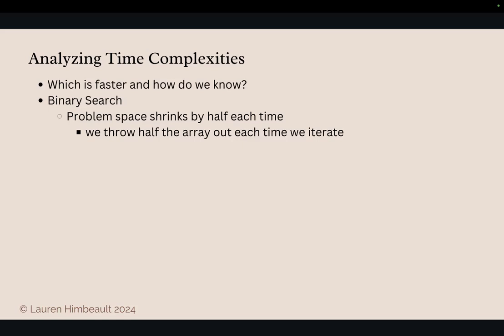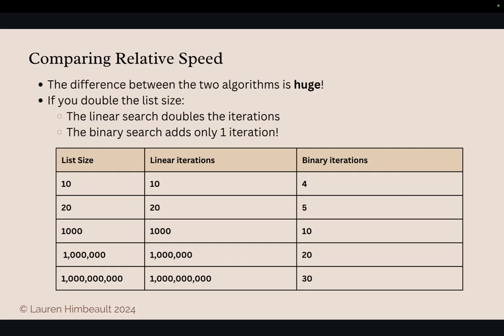If we have 16 elements, it shrinks from 16 to 8 to 4 to 2 to 1 to 0, right? Every single time it cuts it in half like that. We're throwing out half that array each time that we iterate. So look here, we can see list sizes of 10, 20, 1,000, a million, and a billion.